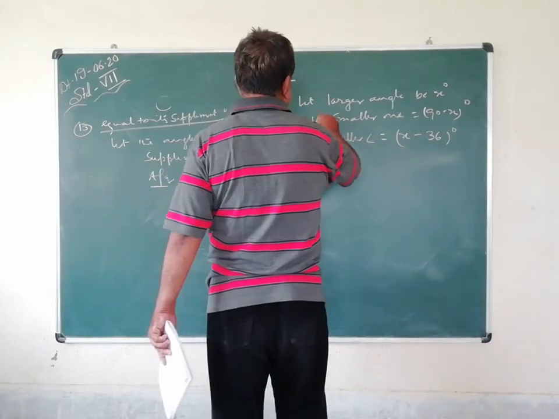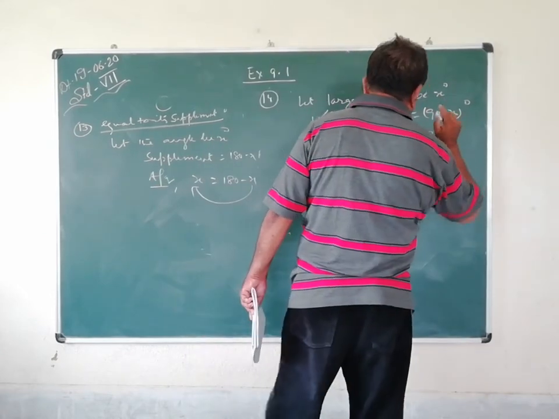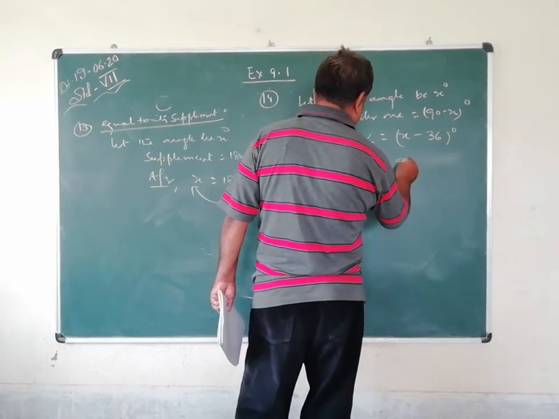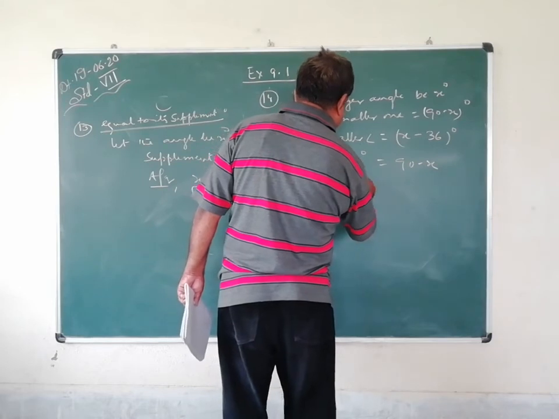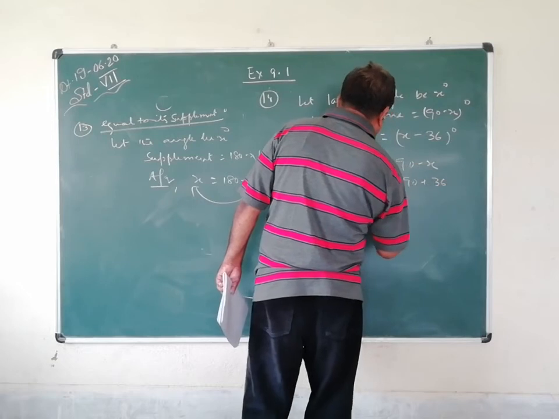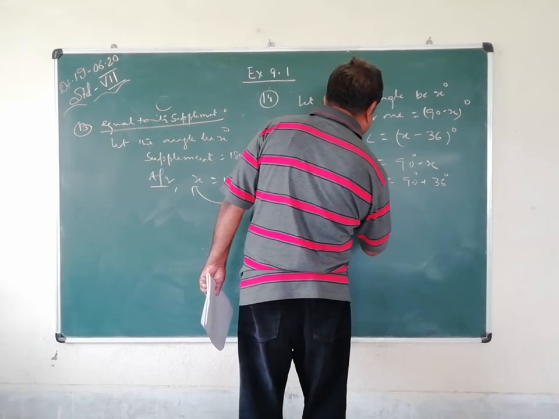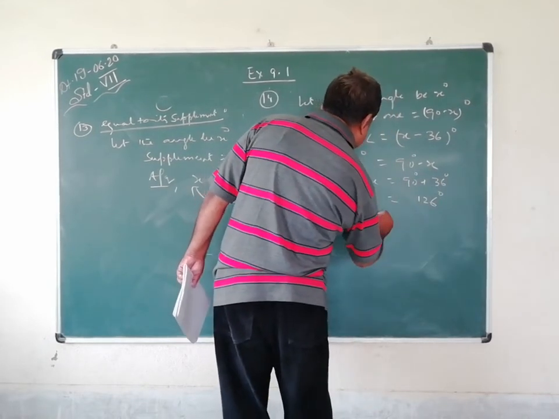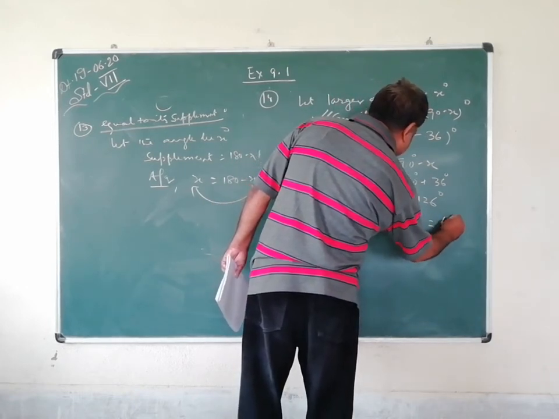So here is a smaller angle, and here is a smaller angle. You equate these two, you will get the answer. So x minus 36 degree is equal to 90 minus x. We will get x plus x equal to 90 plus 36 degree, 2x is equal to 126 degree, x is equal to 126 by 2, that is equal to 63 degree.